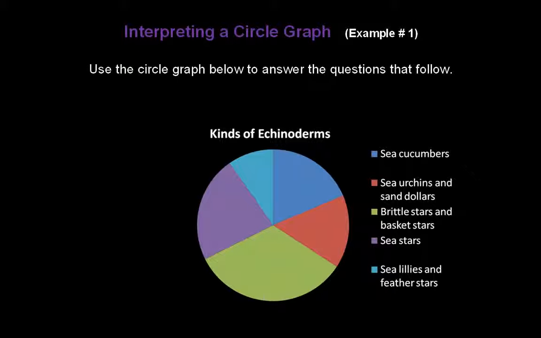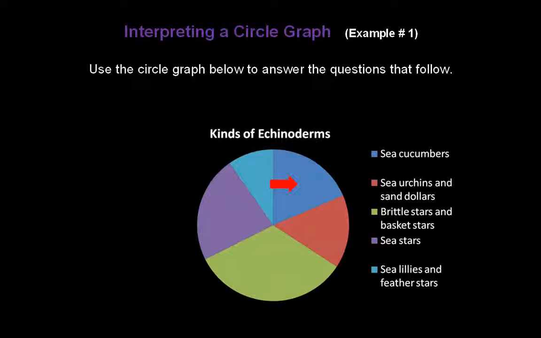Let's interpret a circle graph. Use the circle graph below to answer the questions that follow. Before we answer any questions, we need to make sure we understand the circle graph being presented to us. At the top of every graph you should find a title. In this case, our title is Kinds of Echinoderms.